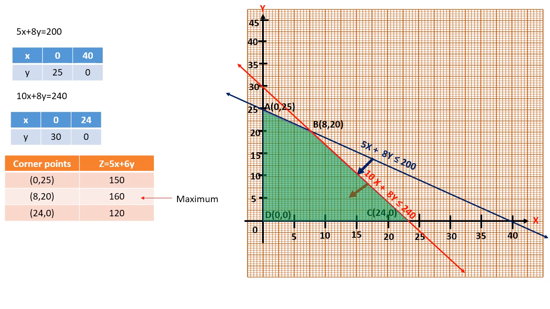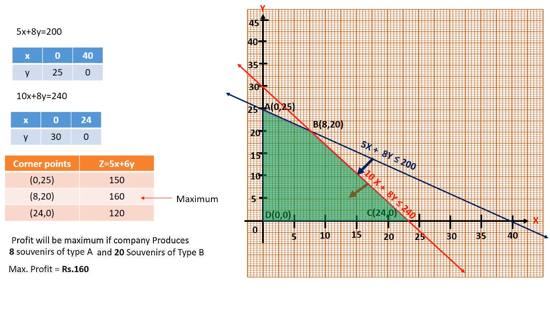So label it. Then we have to go for conclusion. Profit will be maximum if company produces 8 souvenirs of type A. X value is 8 here. So 8 souvenirs of type A and 20 souvenirs of type B. And the maximum profit is rupees 160. So this is the solution for the given question.